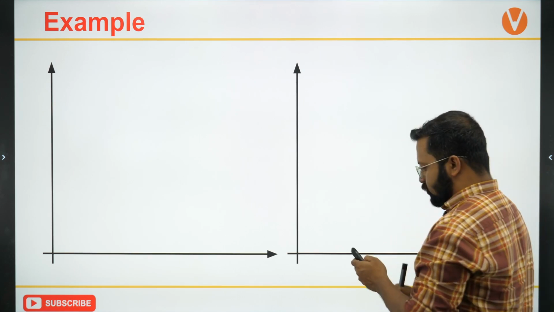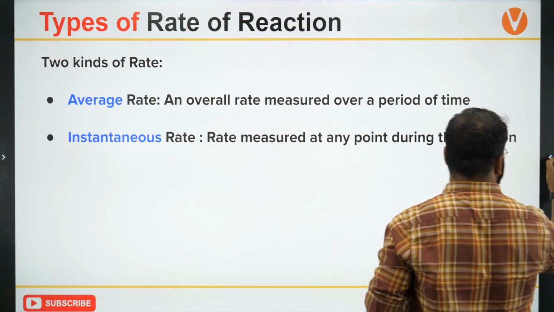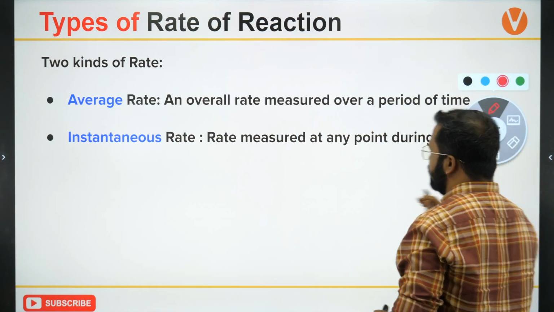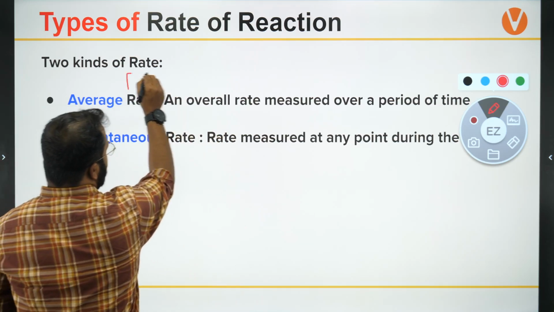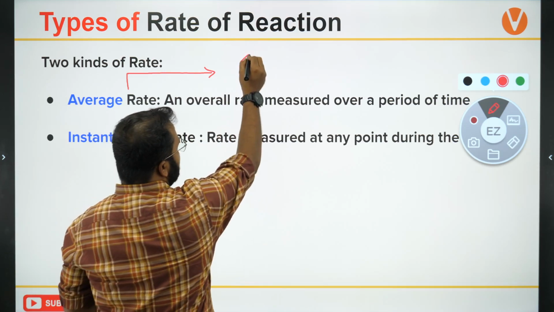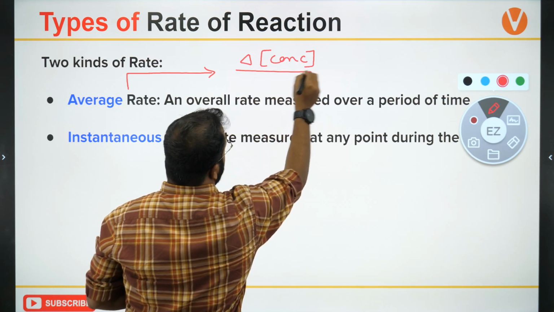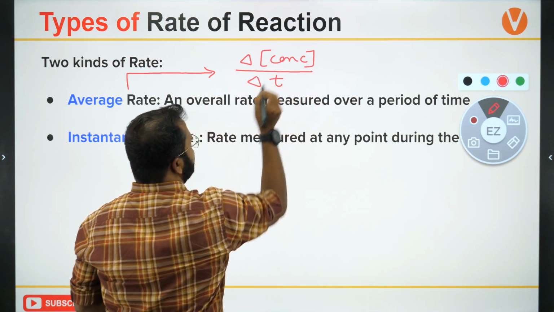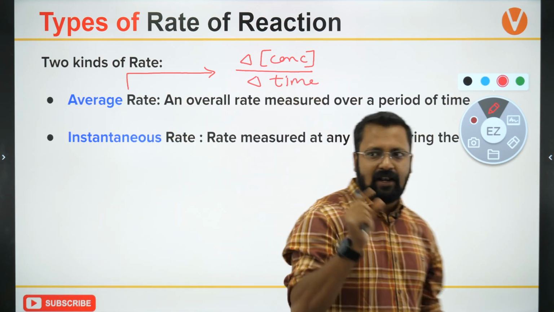How do we represent this? How do we represent average rate? Average rate will be represented as delta of concentration upon delta of time. Delta is a larger value.